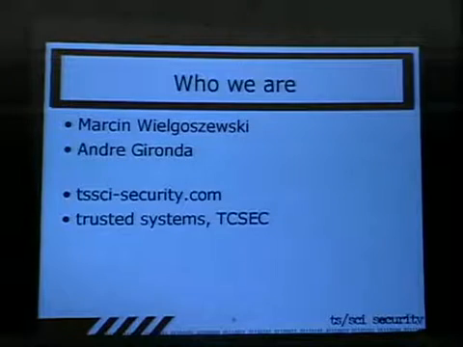So who are we? My name is Marcin Wielgoszewski, and this is Andre Gironda. We are tsisecurity.com, and the things that interest us are trusted systems, and we're fanatics about TCSEC and the NSA Orange Book and Red Book. We try to apply those concepts that were developed in the late 70s and early 80s to security problems that we have today.